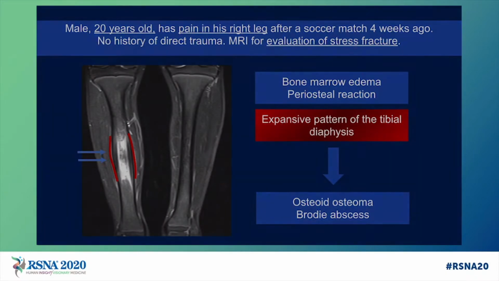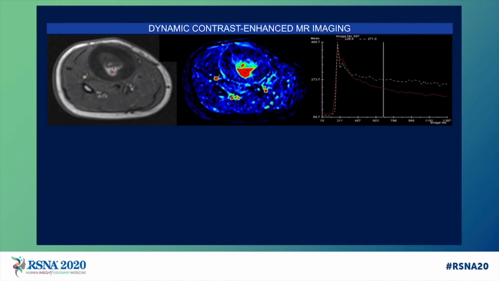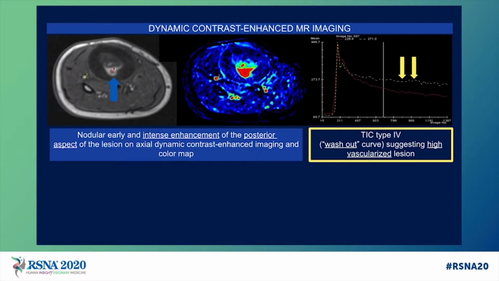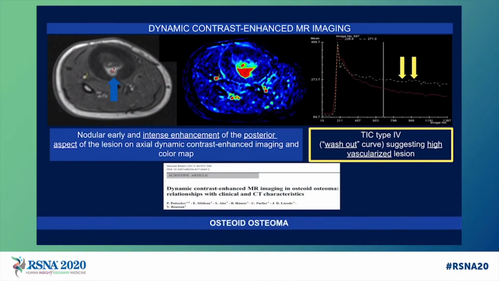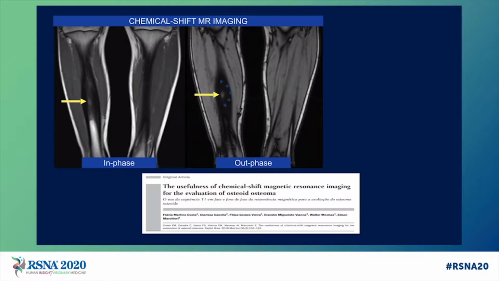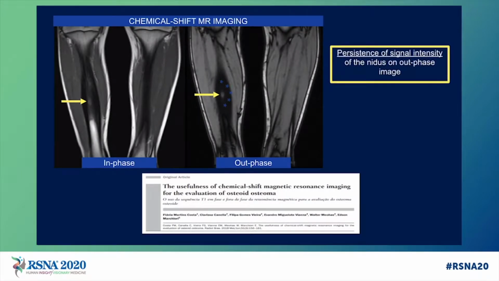osteoid osteoma and bloody abscess. On dynamic contrast enhancement MRI, we could see this early and important enhancement of the posterior aspect of the lesion with a curve type 4, a washout curve suggesting a highly vascularized lesion. And in that case, we had a case of osteoid osteoma.